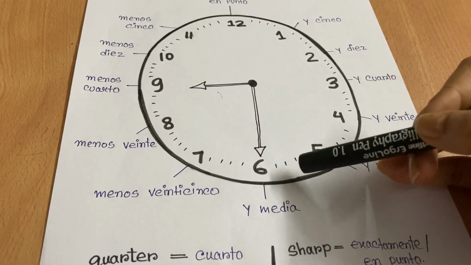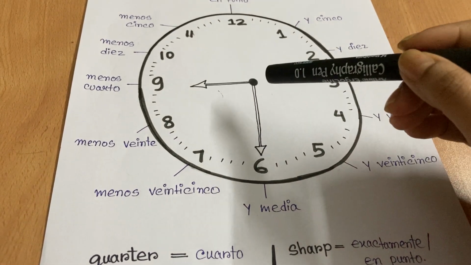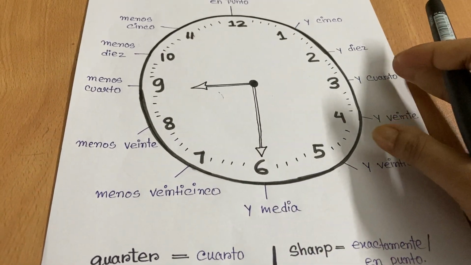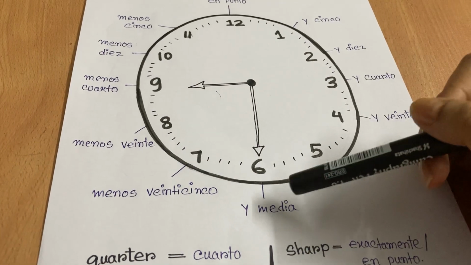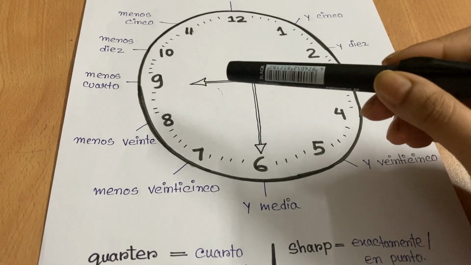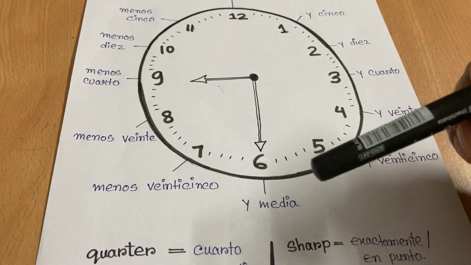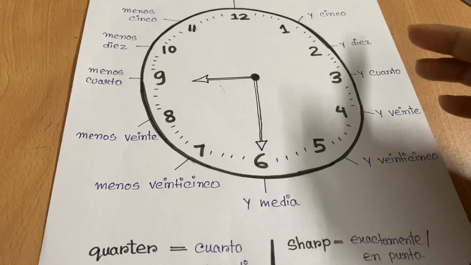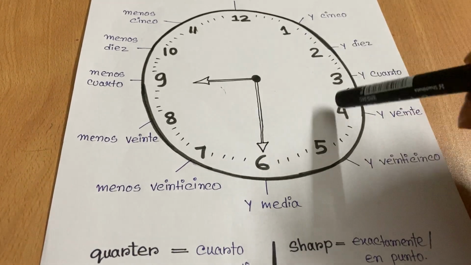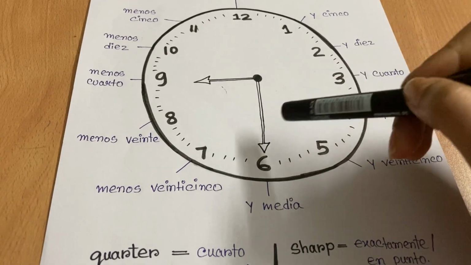Now coming to a half. If I say 9:30, then we have to use this word media, y media. So son las nueve y media. Half in Spanish is media. So I hope you understood this part well. Now coming to the other half.